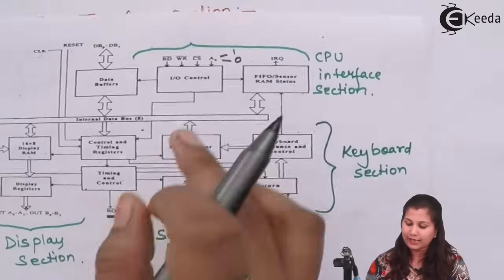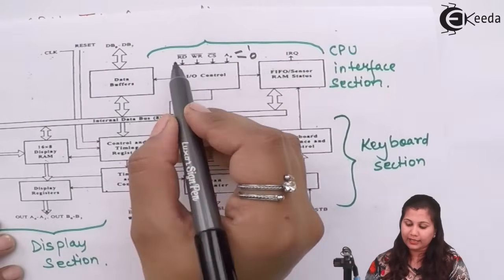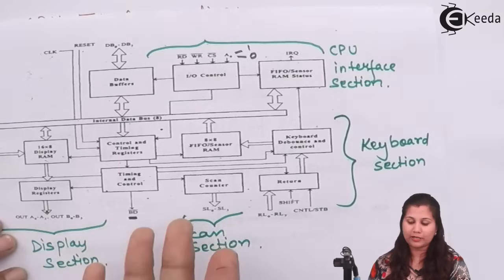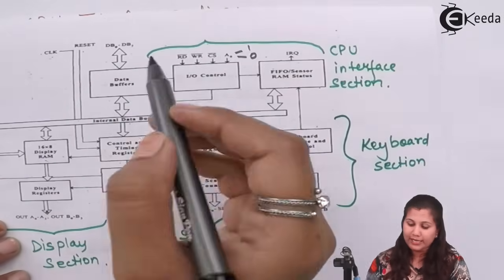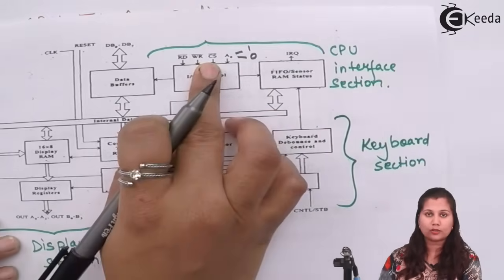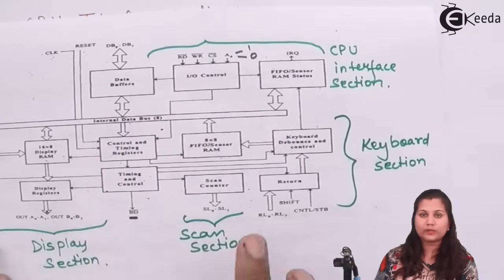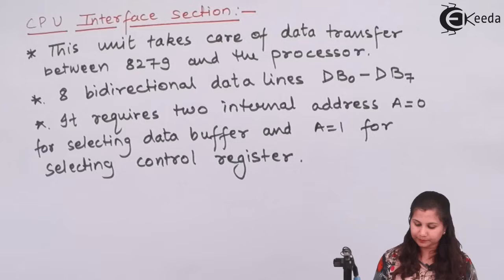Okay, so this line decides which register will be selected. Then we have read for the read operation and write signal for the write operation. CS bar is the chip select signal, meaning that only when this signal is low will this 8279 work, this IC will be selected.